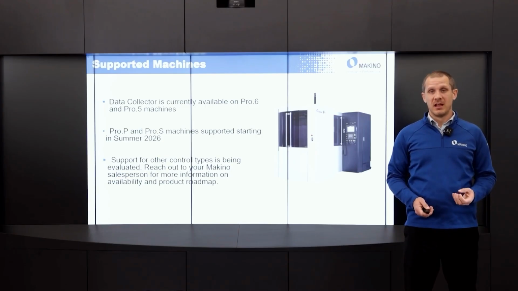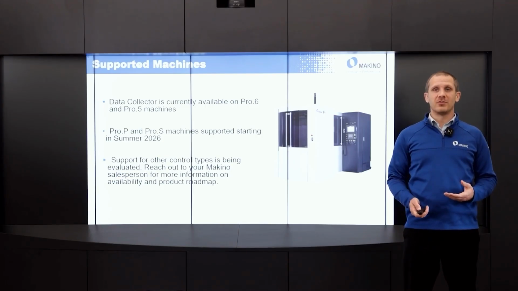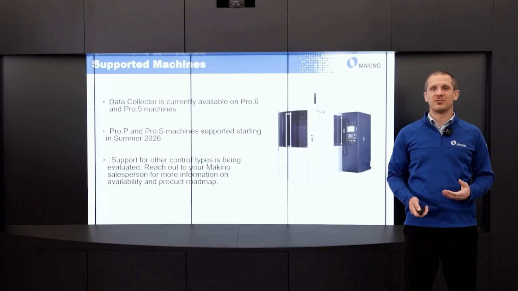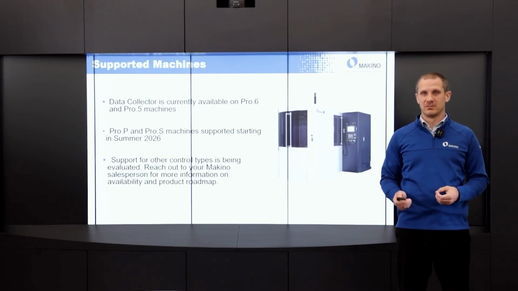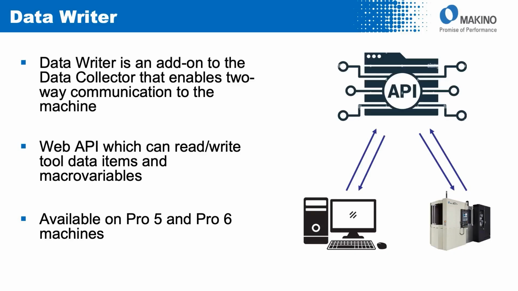However, some customers have additional use cases where they also need to write data back to the control. For those scenarios, Makino provides a complementary solution called the Data Writer. Data Writer is an add-on to the Data Collector that enables two-way communication to the machine. It's a web API which allows you to read and write tool data items as well as macro variables to Pro 5 and Pro 6 machines.